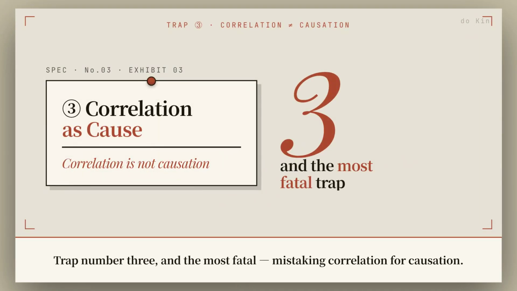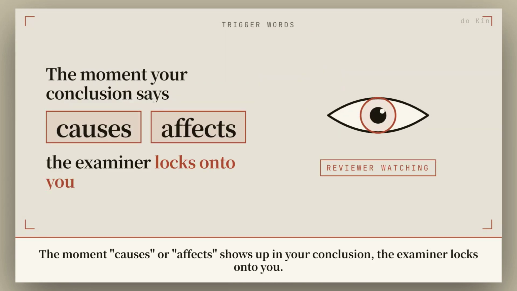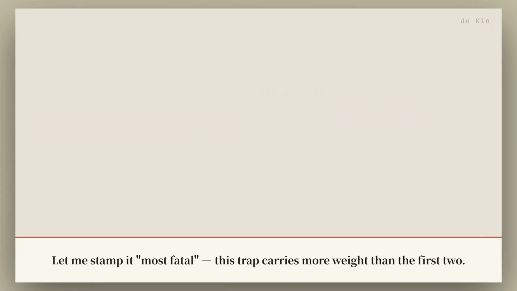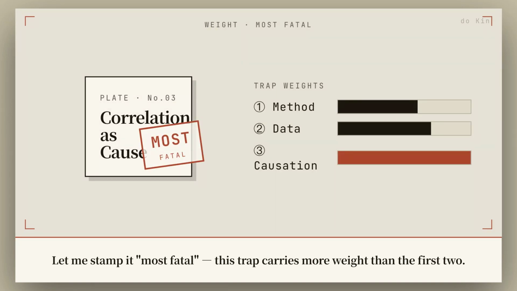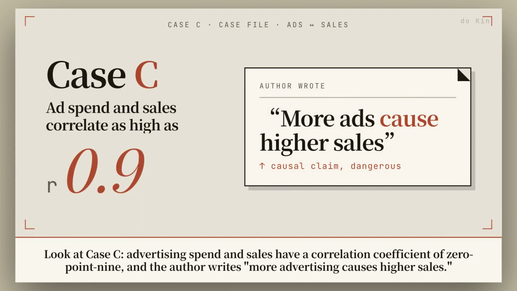Trap number 3, and the most fatal. Mistaking correlation for causation. The moment causes or effects shows up in your conclusion, the examiner locks onto you. Let me stamp it most fatal. This trap carries more weight than the first 2. Look at case C. Advertising spend and sales have a correlation coefficient of 0.9, and the author writes, more advertising causes higher sales.